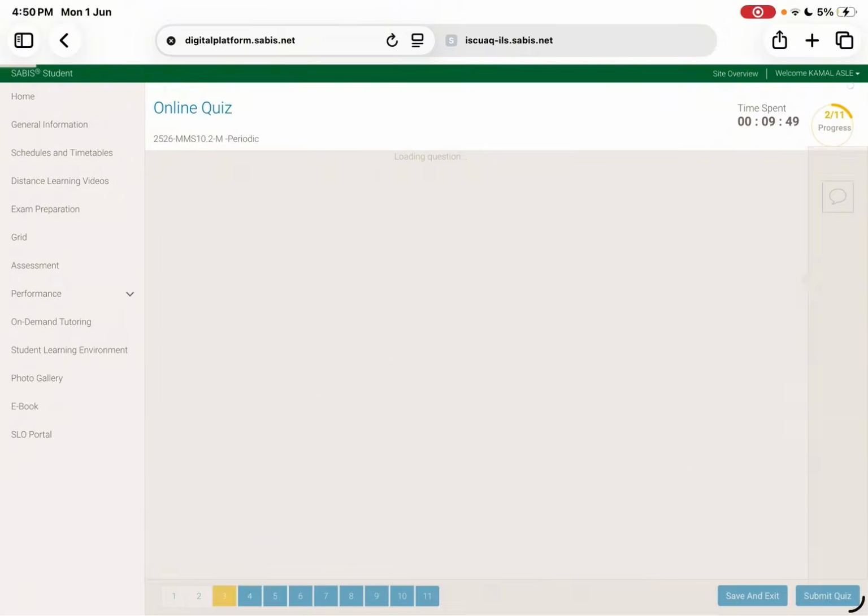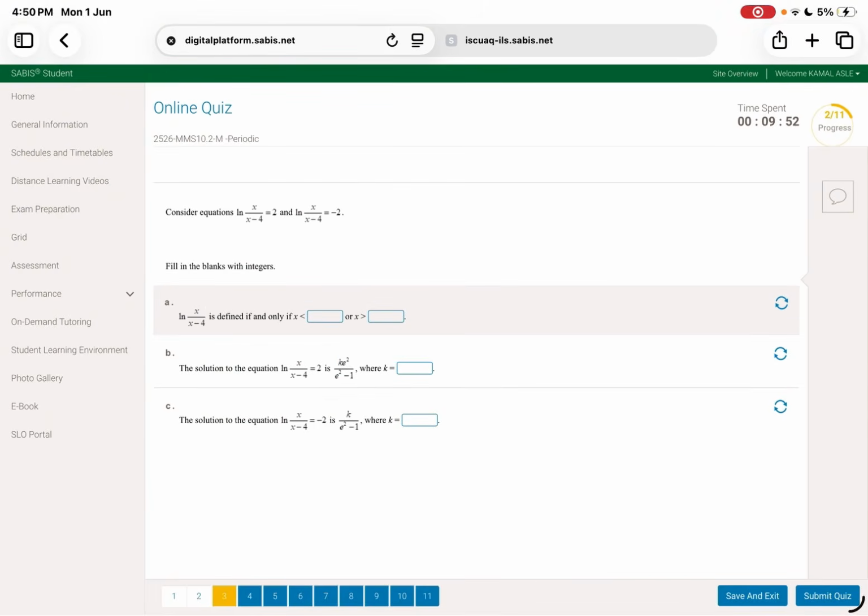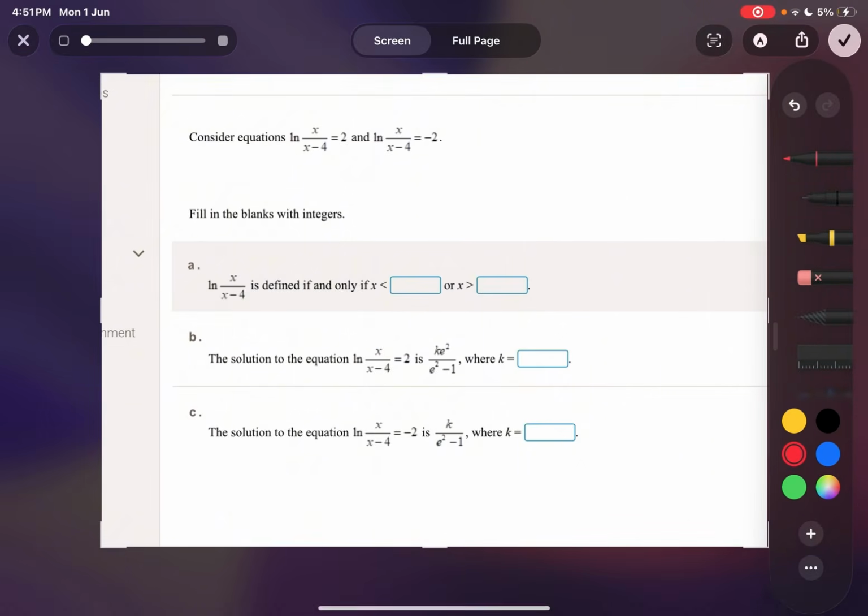Moving on to question number 3. Okay, now this is a bit long, but no. Here they gave us, consider the equations ln of this equals 2 and ln of this equals negative 2. So for part A, they gave us ln of this defined if and only if x is what? What do they want us to find? They want us to find the values of x.